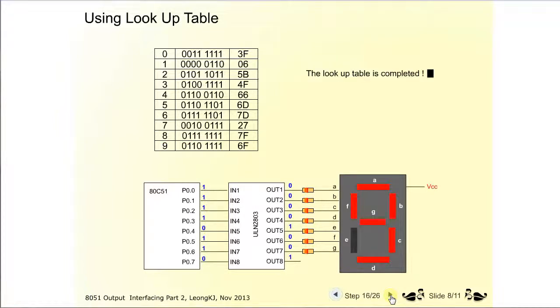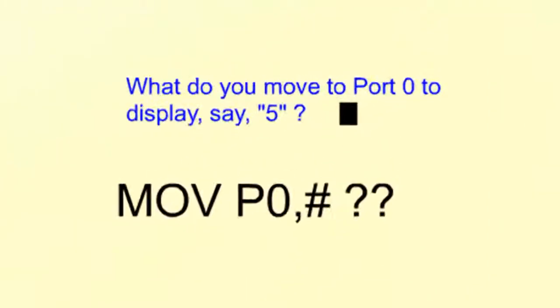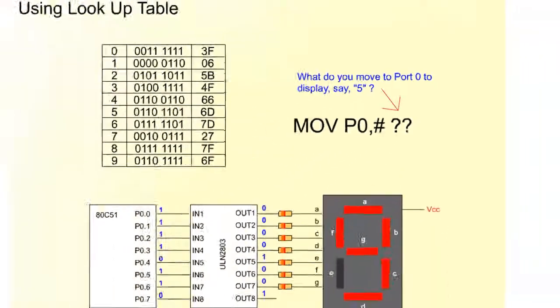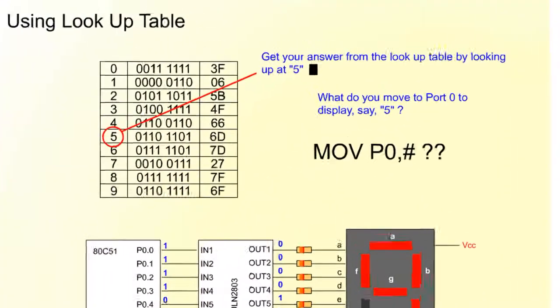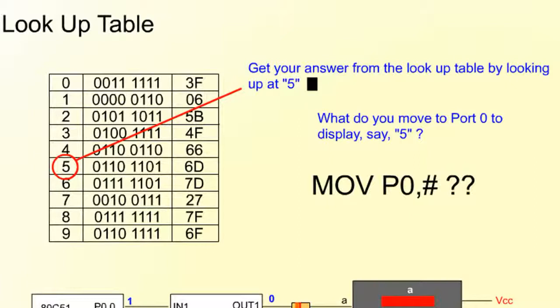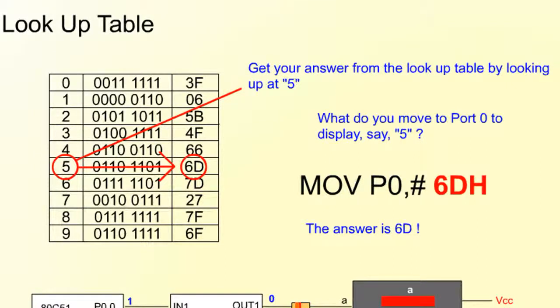The lookup table is complete. What do you move to port 0 to display 5? Get your answer from the lookup table by looking up at 5. The data to move to port 0 is 6D.